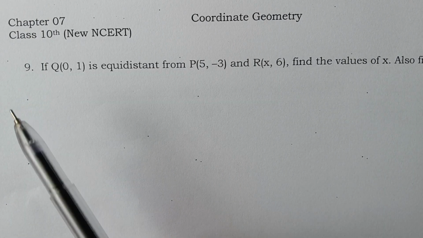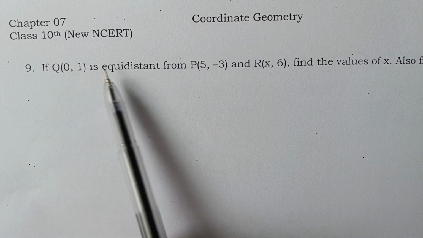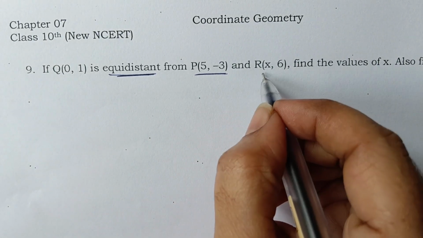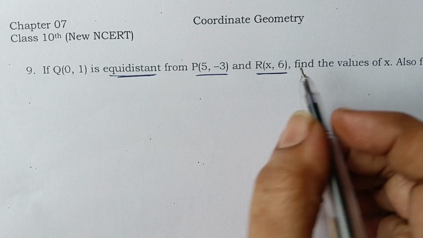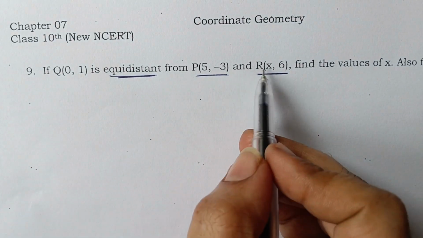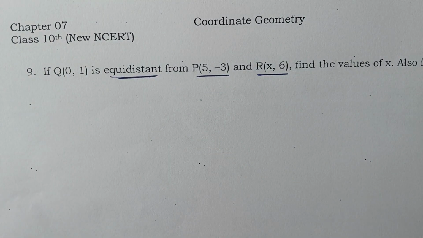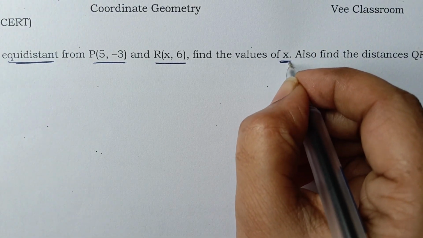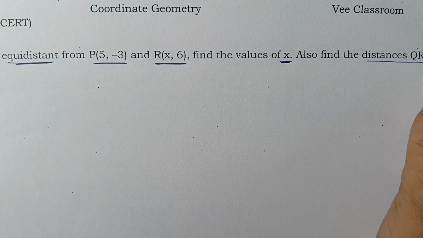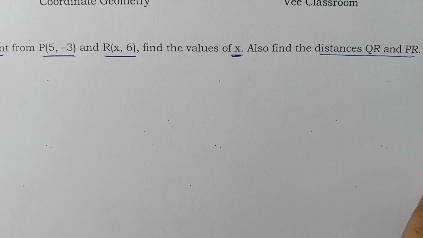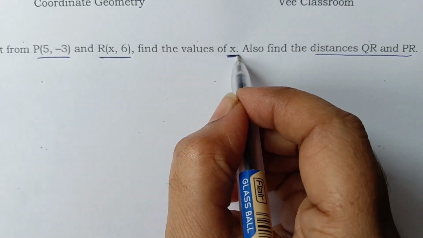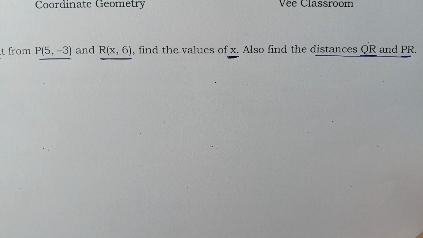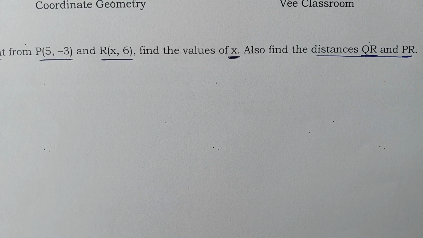Next we'll start the 9th problem. If Q 0,1 is equidistant from P 5, minus 3 and R x, 6. That is, they are saying this point is equidistant from these two points. Now we need to find the values of x and also find the distances QR and PR. There are two questions in this: one is to find the x value, and the other is to find the distances between QR and PR. Okay, let's solve the first question.